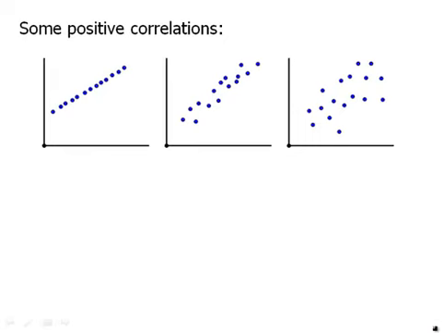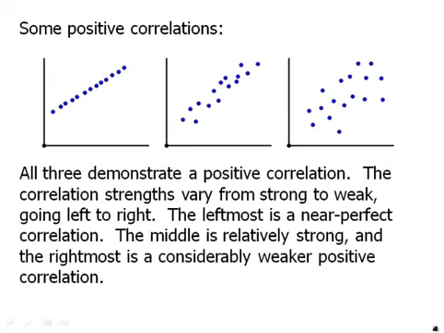So here are some positive correlations. All 3 of these demonstrate a positive correlation. The correlation strength varies from strong to weak, going left to right. The leftmost is near perfect. A straight line, with all the points lying on a single straight line, would be a perfect correlation. What we have on that left graph is not perfect, but it's near perfect. It's a very, very strong correlation.